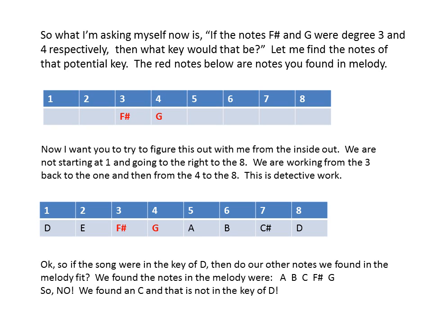And then from 5 to 6, that's another whole step. So that's A to B. And then from 6 to 7, that's a whole step, so that's B to C sharp. And from 7 to 8 is a half step, C sharp to D. Hey, we got the same letter in 1 and 8, so that's what we're talking about.